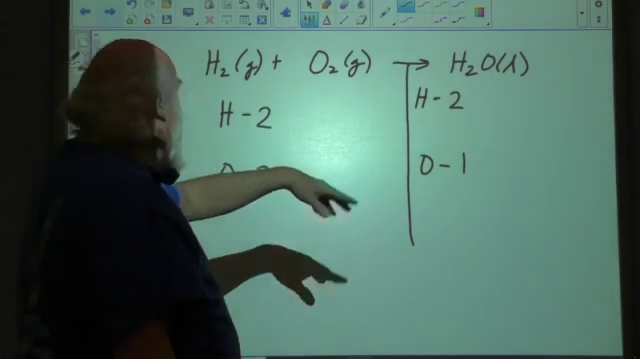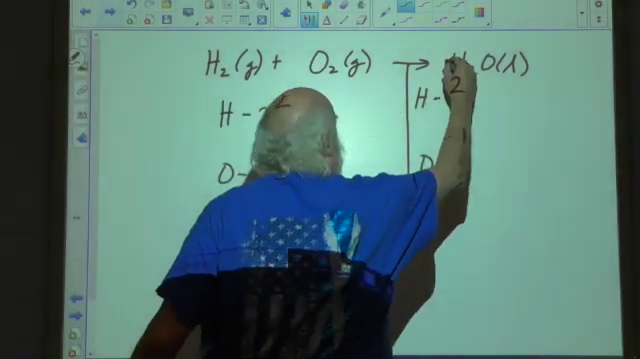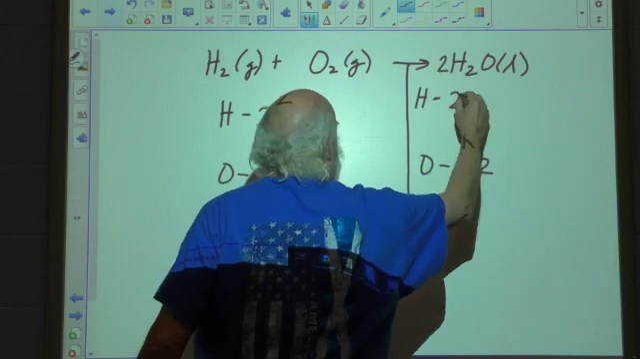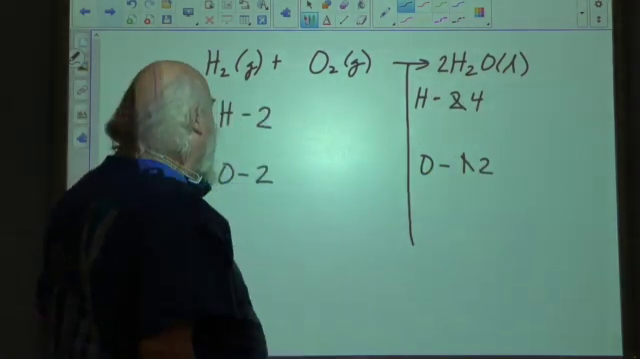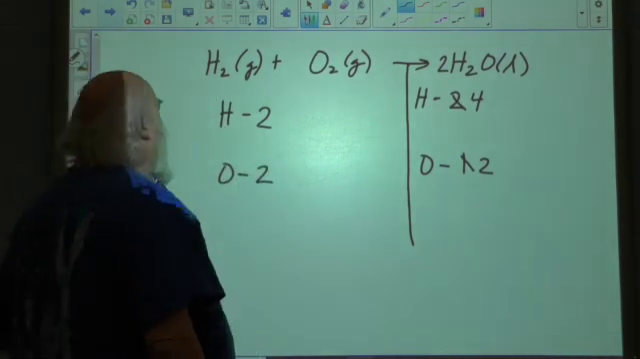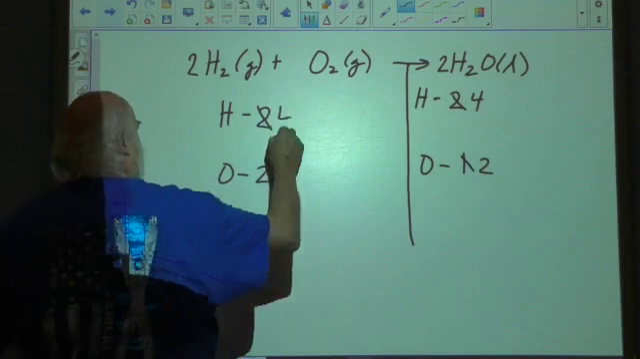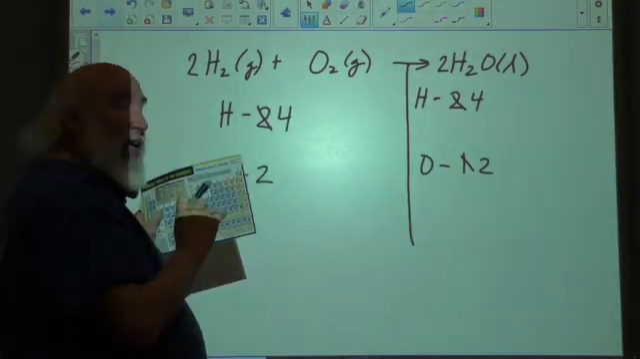Well, we've got 1 oxygen here, 2 oxygens here. We can put a 2 right here. You have 2 oxygens. But when we do that, that makes the hydrogens 4. Well, now the oxygen is balanced but not the hydrogens, so we go over here and put a 2 in front of that, and then this is 4, and voila, it is balanced. But that's not the only way.